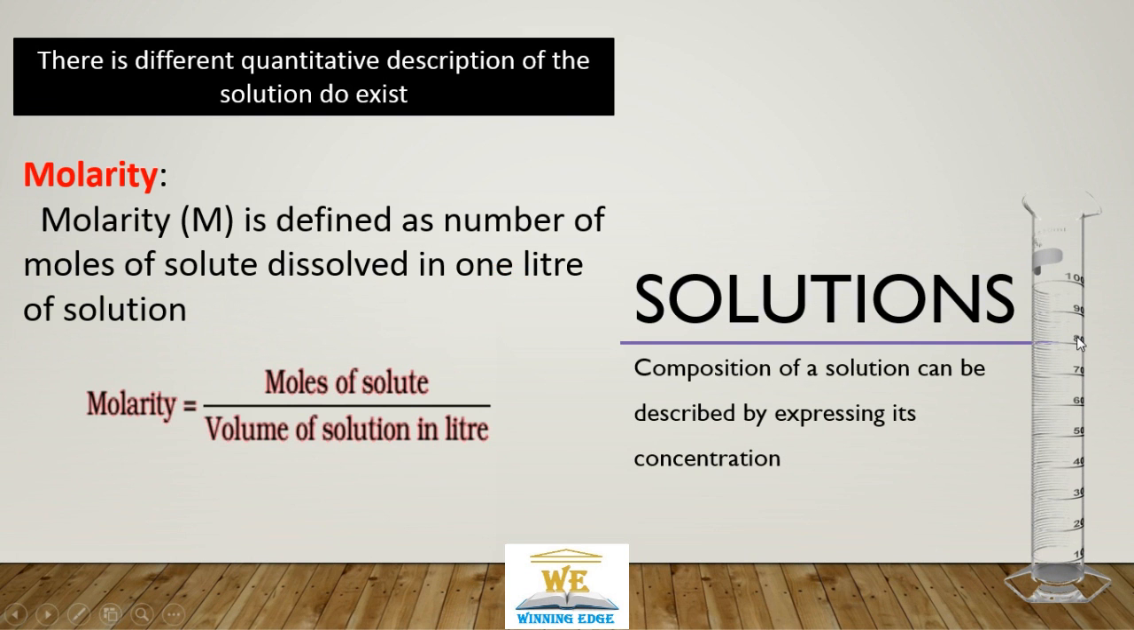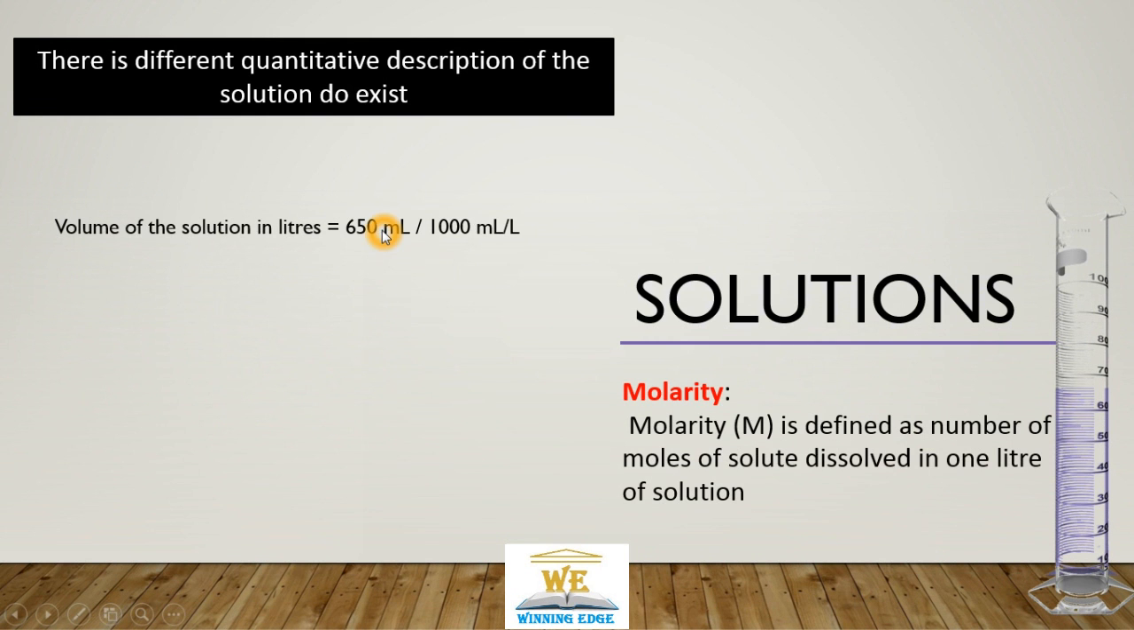Let's take an example. We took our cylinder and dissolved a small amount of salt in it. We put 5 grams of sodium hydroxide in it. Knowing the atomic masses, 16, 1 and 23, the molar mass is 40. The number of moles we get is 0.125 moles. So I dissolved 0.125 mole in 650 ml of water. I made up a solution by filling up to 650 ml.